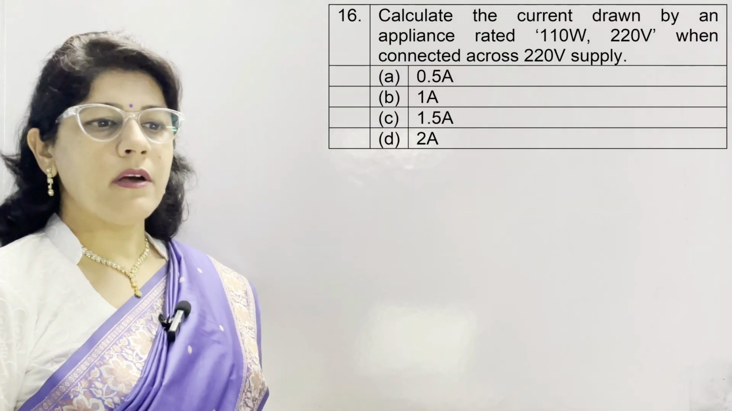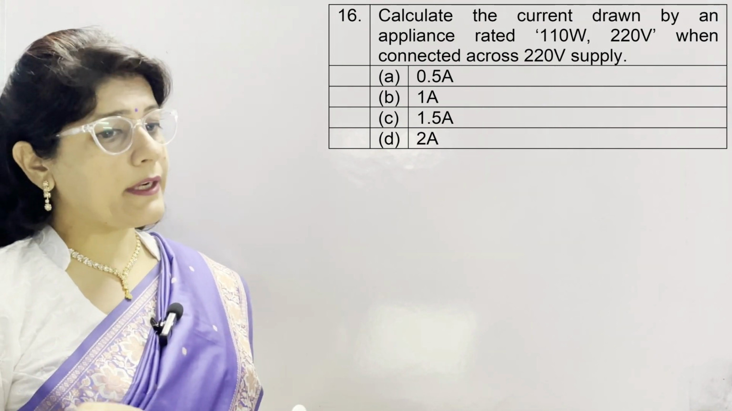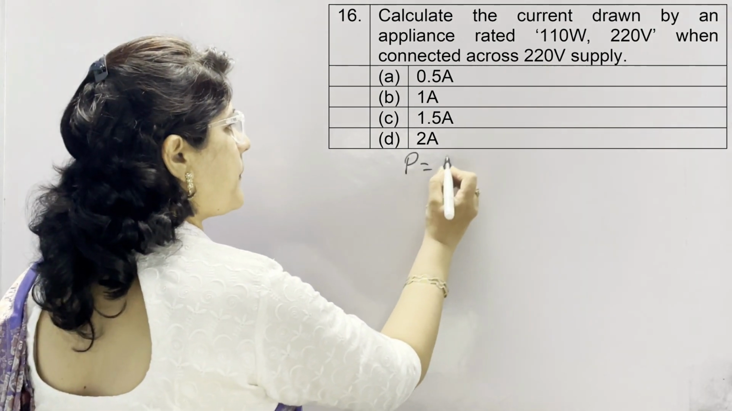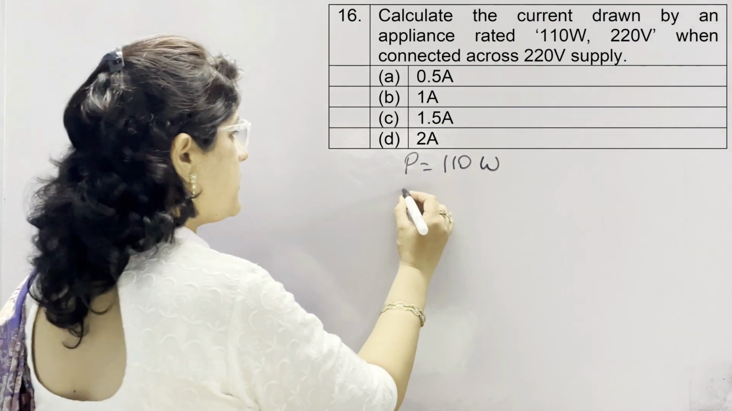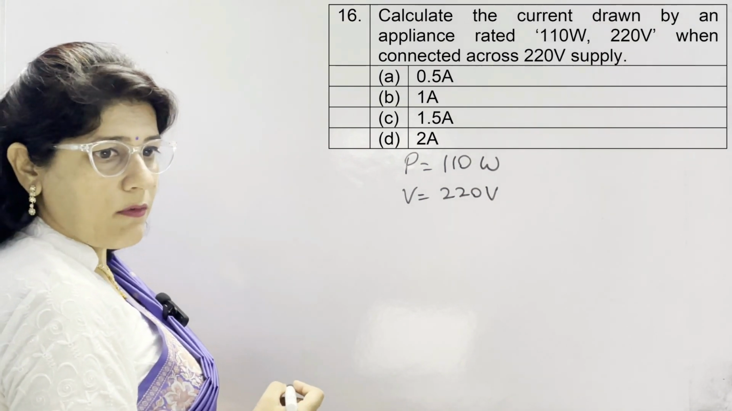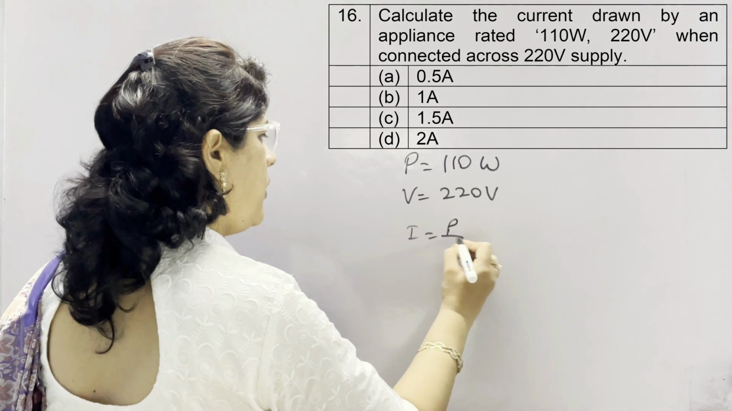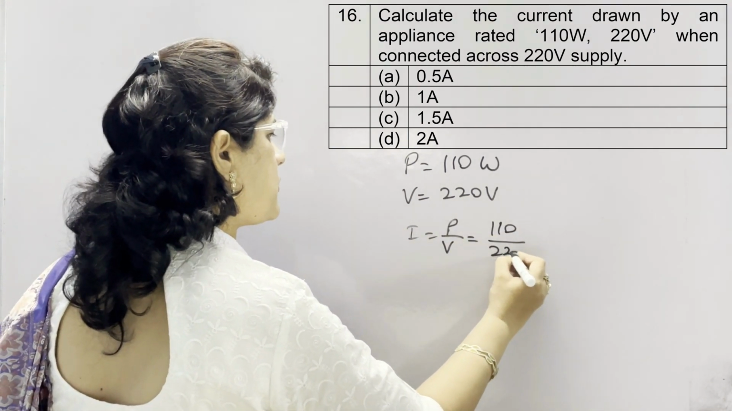In question number 16, calculate the current drawn by an appliance rated 100 watt and 220 volt when connected across 220 volt supply. So power is given as 110 watt and then voltage is 220 volt. We need to calculate the current drawn. So P is equal to VI, I is equal to P upon V. Very simple question. 110 upon V is 220.